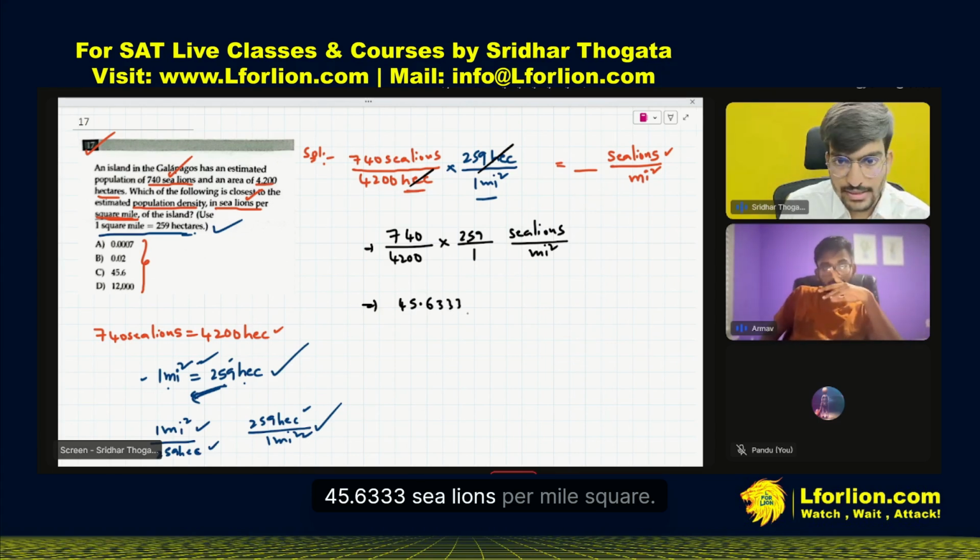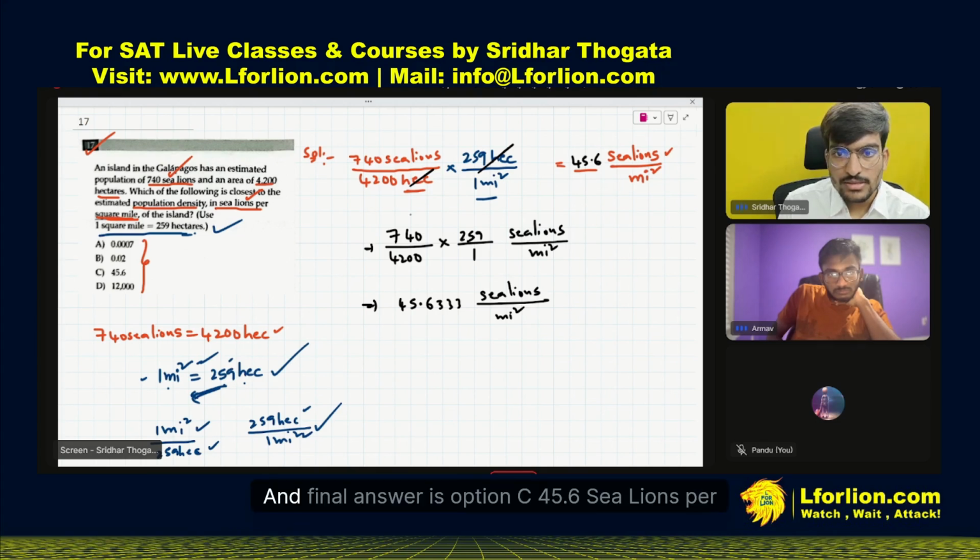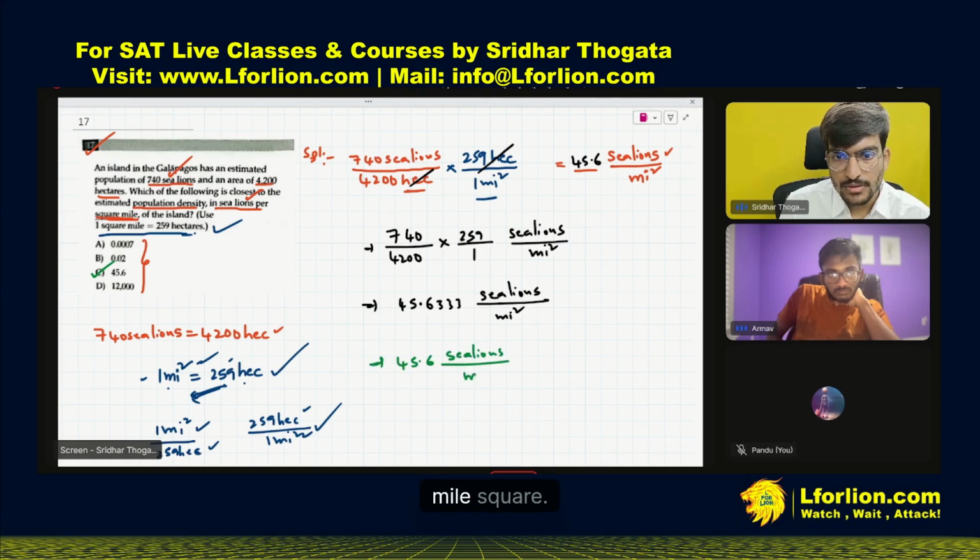333 sea lions per mile square. So that is going to be 45.6, and the final answer is option C, 45.6 sea lions per mile square.